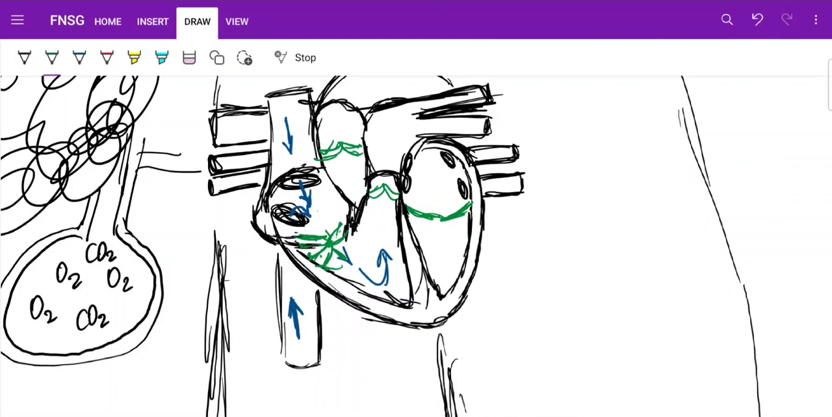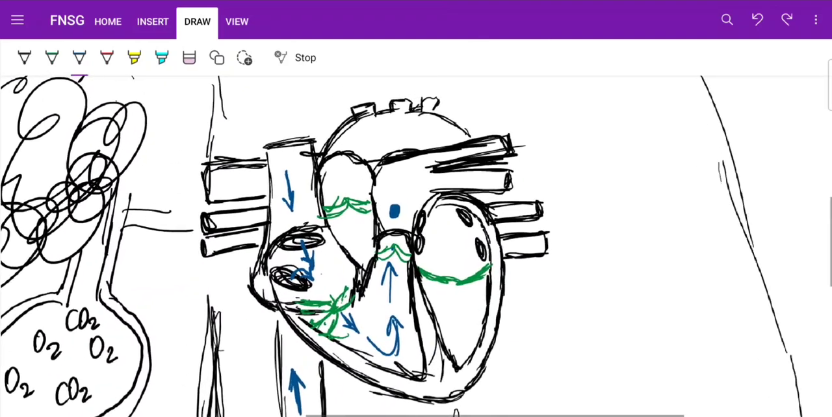Now the blood at this point is going up into the pulmonary trunk, which is right here. Of course, once again, these valves open and then they snap back shut. So we know that part. Now this is where it gets important for us to memorize.